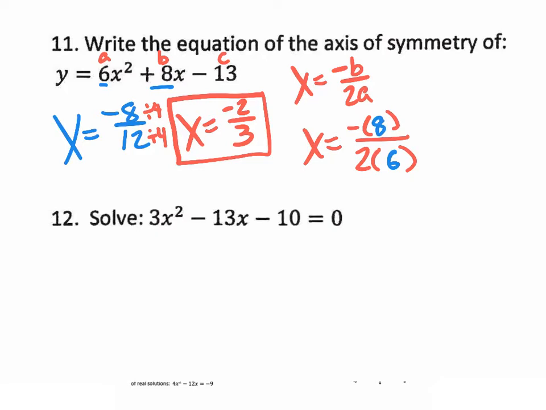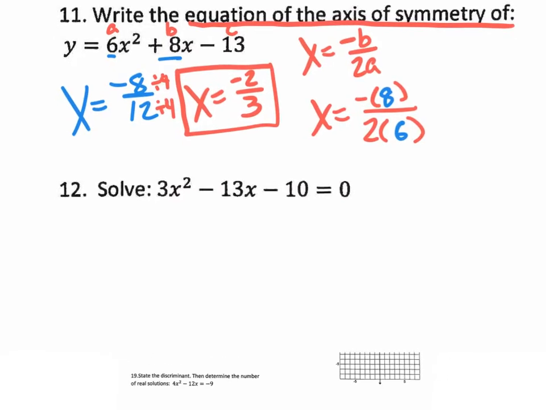That would be the vertical line crossing through the vertex. You don't have to find the entire vertex. All you're doing is finding the equation of the axis of symmetry, and that's it. X equals negative 2/3. Let's move on to number 12.